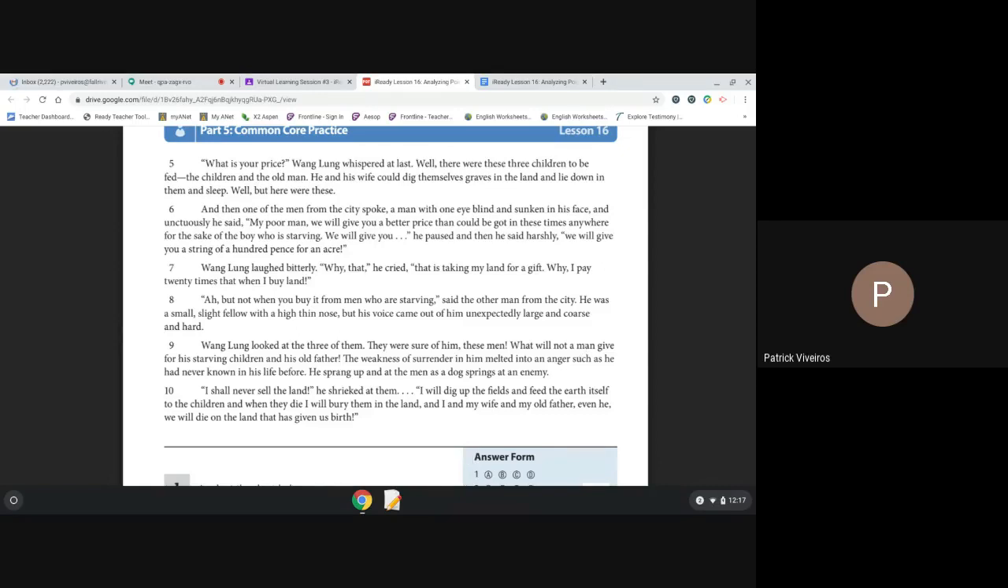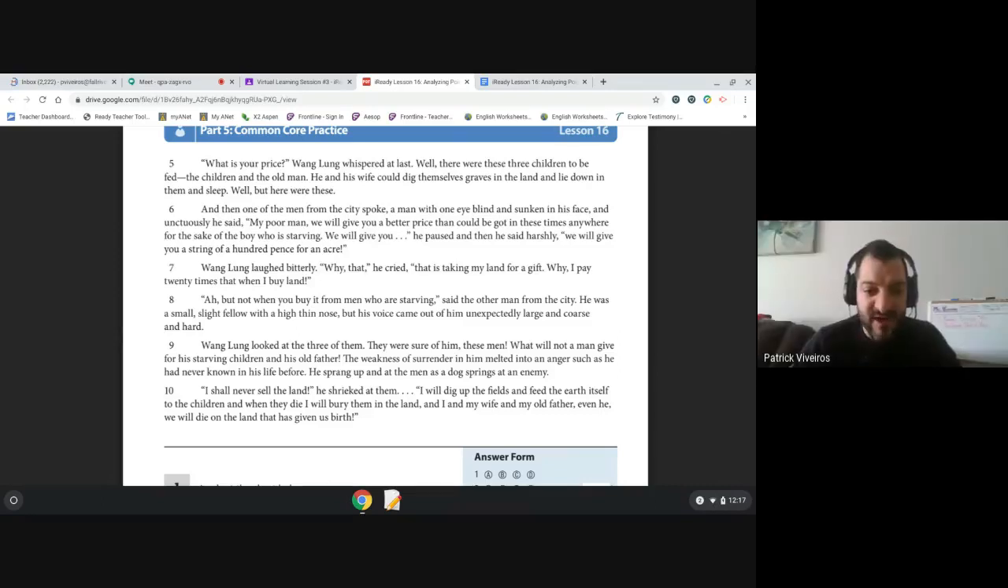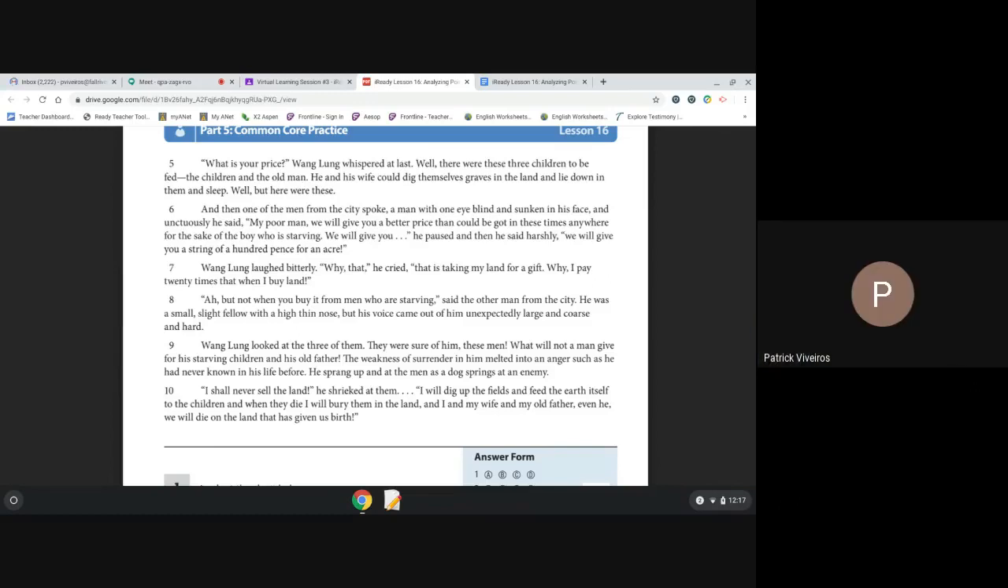The weakness of surrender in him melted into an anger such as he had never known in his life before. He sprang up and at the men as a dog springs at an enemy. I shall never sell the land, he shrieked at them. I will dig up the fields and feed the earth itself to the children, and when they die I will bury them in the land, and I and my wife and my old father, even we will die on the land that was given us birth.